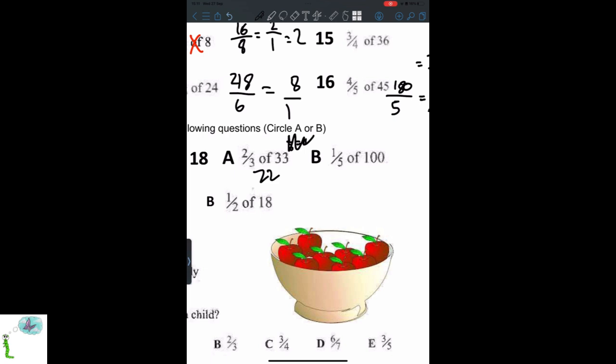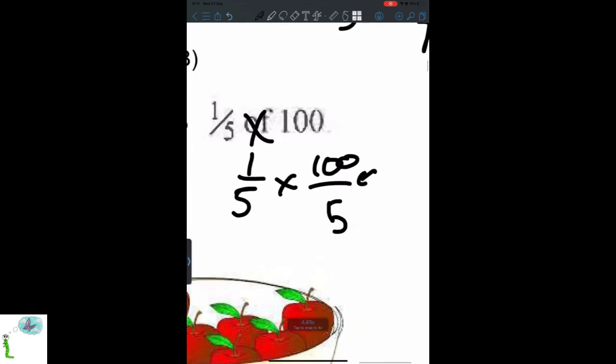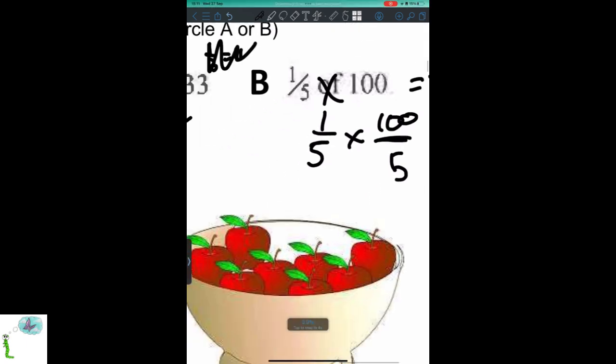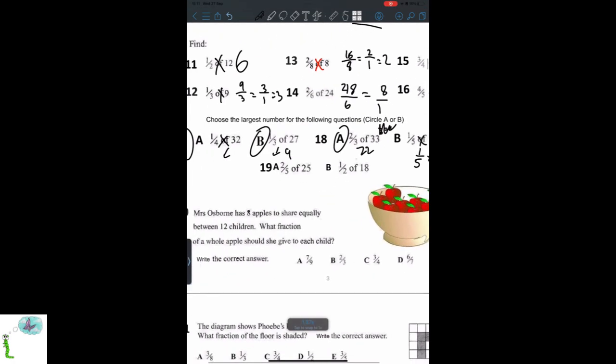1 over 5. I'll do it this way. 100 over 1, because of just means times if there's a fraction here. So it's going to be 100 divided by 5. Just in case you didn't know, that's what a fraction symbol means. It means divide. So this just equals divide by 5. Or you could just simplify it if that's how you like to think about it. And either way, you're going to get 20. Which number is bigger? 22 is bigger. Let's go on to question 19.